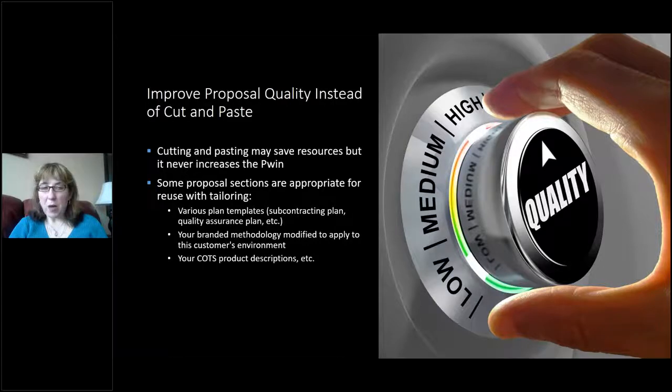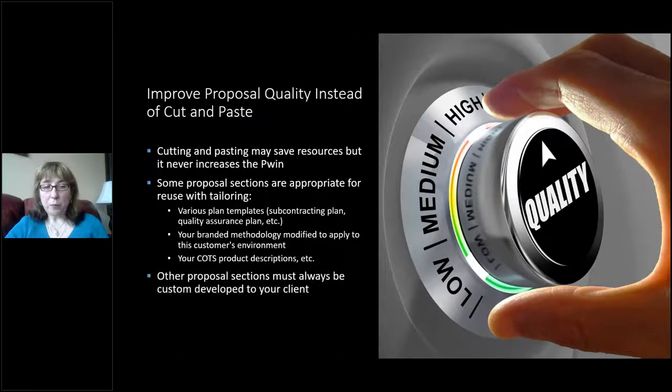Also, branded methodology modified to apply to this customer's environment, that may be the same, but it also is going to be slightly different and have a different flavor for each customer's application. Your commercial off-the-shelf product descriptions are not going to change that much from customer to customer. However, the way that they are integrated for this customer, the features for this customer, they're all going to be very specific. Also, other proposal sections must always be custom developed to your client. In government proposals, that is absolutely key to success.